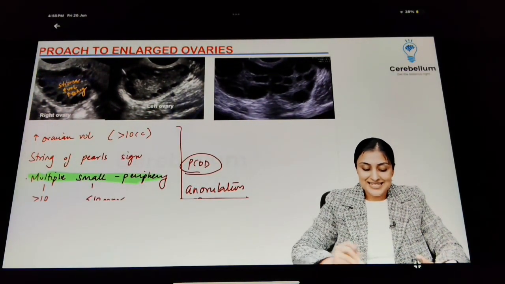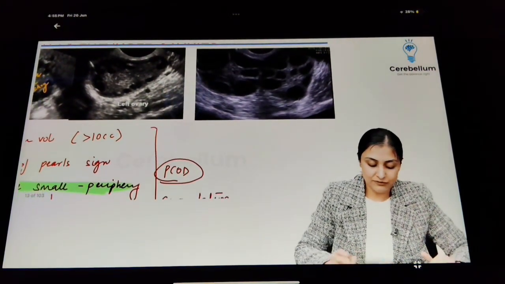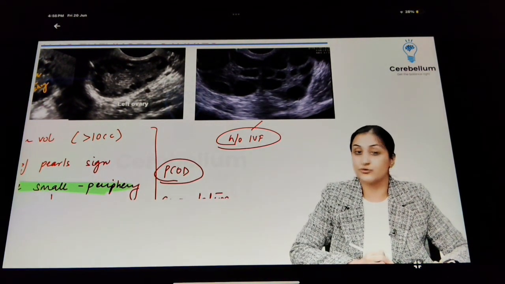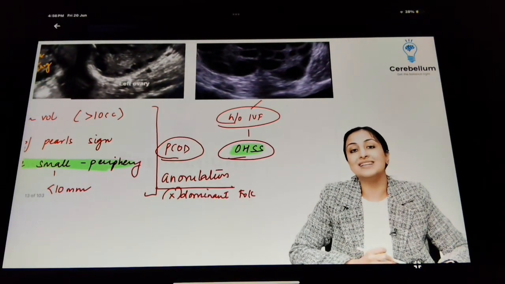But when they tell me that there are enlarged ovaries with enlarged follicles, now the follicles are also enlarged. Now you have to look at the history very carefully. If they tell me this is a female who's undergoing ovulation induction or some sort of in vitro fertilization, it means the diagnosis is OHSS. What is OHSS? Ovarian hyperstimulation syndrome.